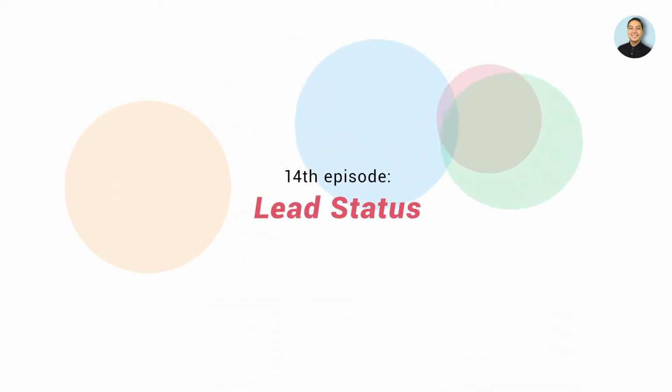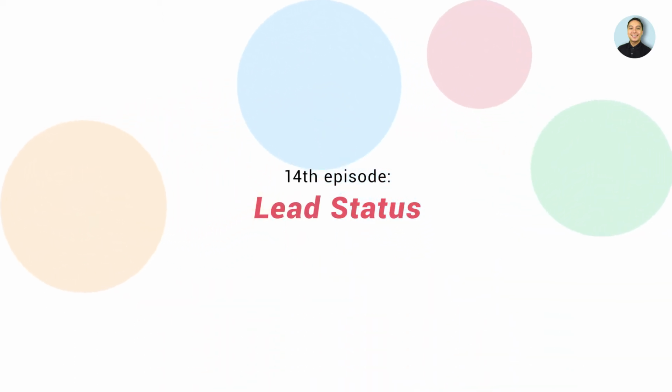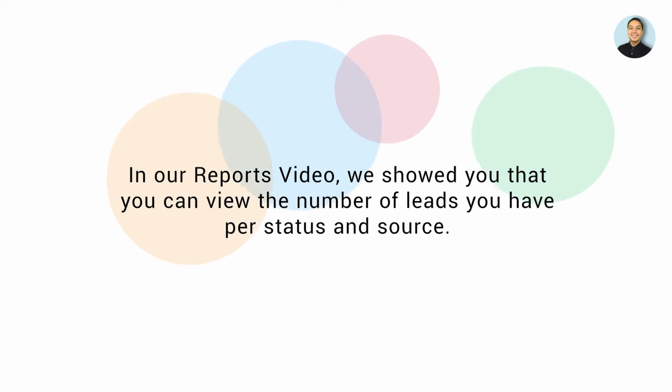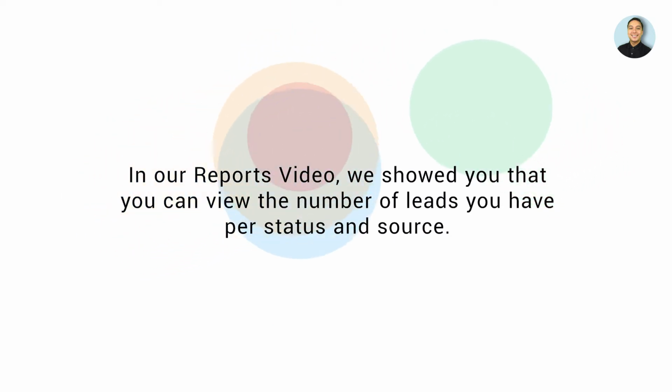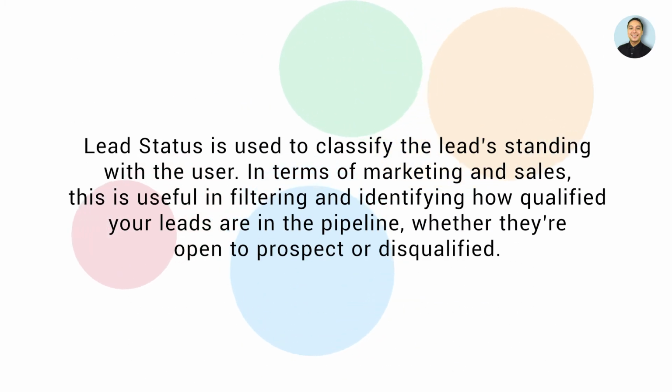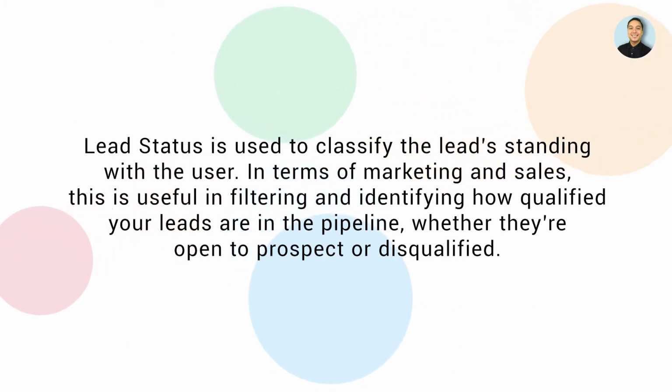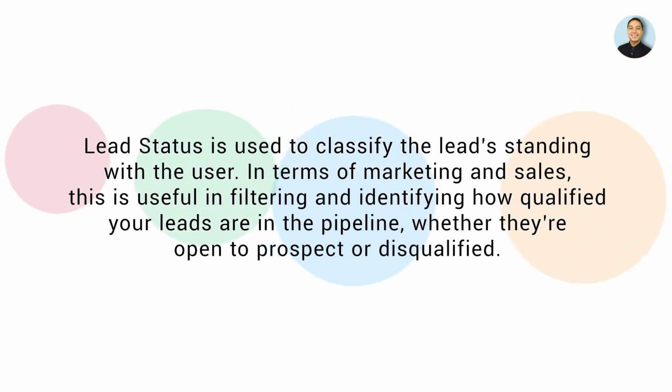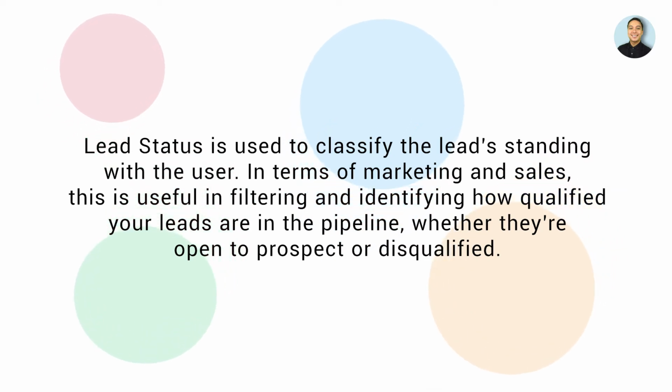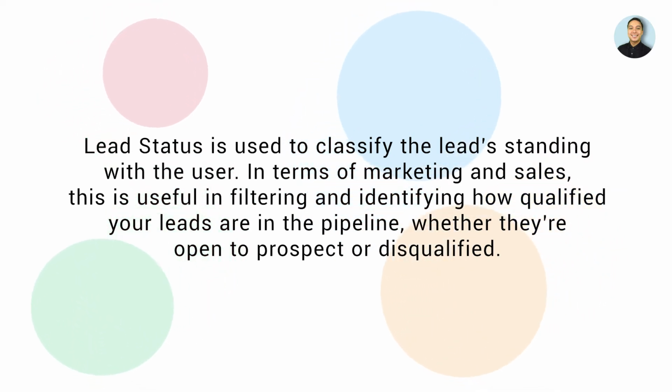For this episode, I'm going to teach you about lead status. In our reports video, we showed you that you can view the number of leads you have per status and source. Lead status is used to classify the lead standing with the user. In terms of marketing and sales, this is useful in filtering and identifying how qualified your leads are in the pipeline, whether they're open to prospect or disqualified.